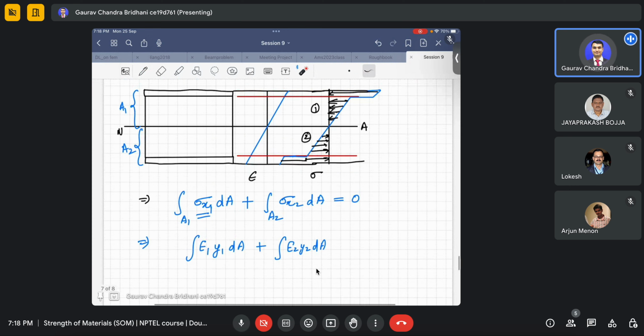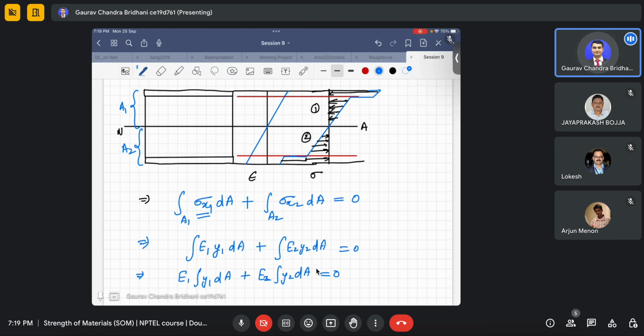But what I have said, this we can divide into two parts: one part will be only for the aluminum, one part will be only for the plastic core. Similarly we can write for this part here, aluminum and plastic core. But at the end you will get something like this, which should be 0. And if E1 and E2 are constants, you can take E1 and E2 outside: E1 integral y1 dA plus E2 integral y2 dA is equal to 0.